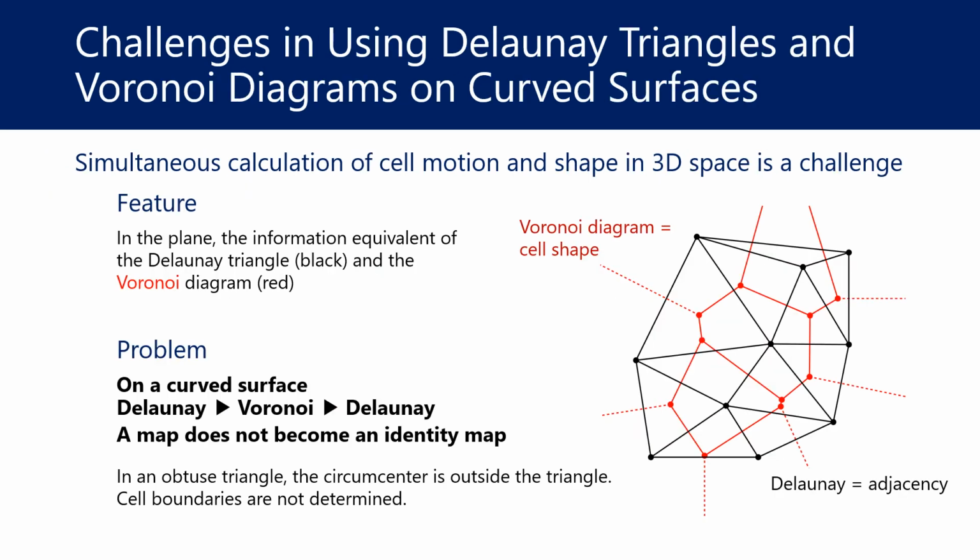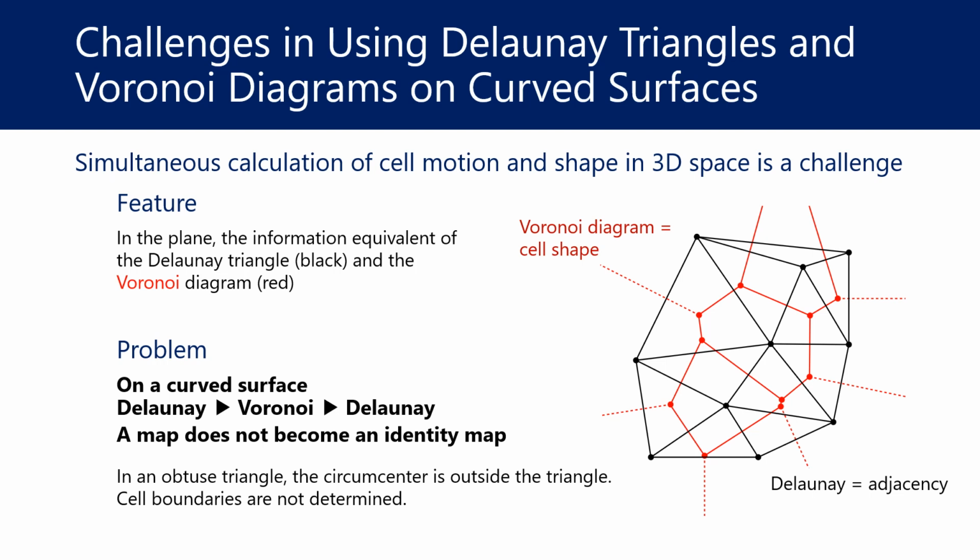In the cell center model, cell shape is determined by Delaunay triangles connecting cell centers and their duality with Voronoi diagrams. On a flat surface, Delaunay triangles and Voronoi diagrams have equivalent information. Issues arise when constructing Delaunay triangles on curved surfaces. Constructing a Voronoi diagram from a Delaunay triangle and reverting back doesn't necessarily return the initial Delaunay triangle. Ideally, this should be an identity map, but inconsistencies occur.